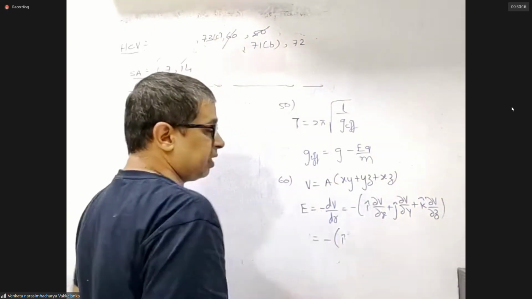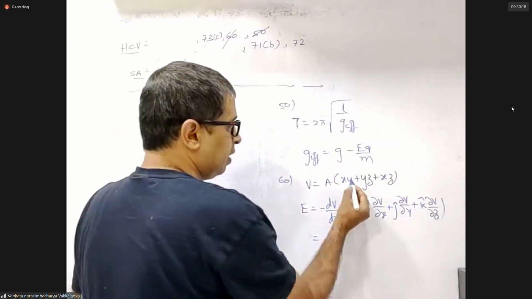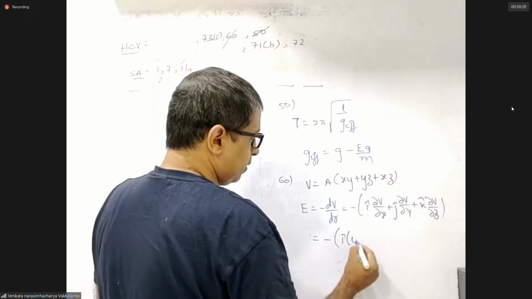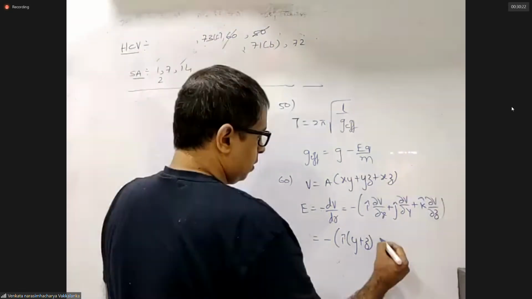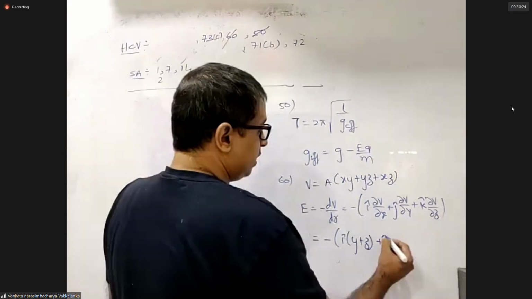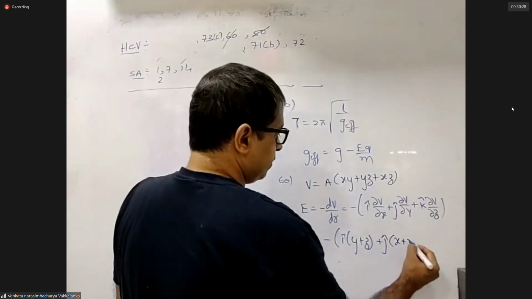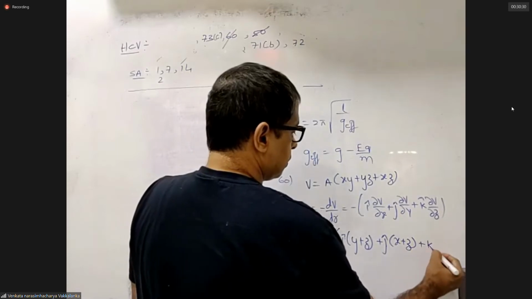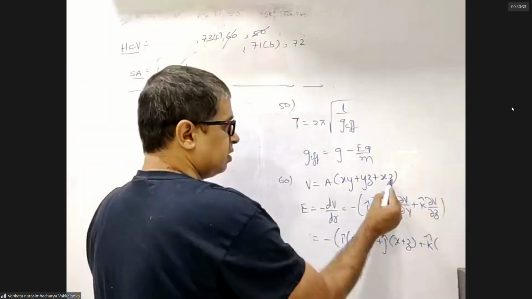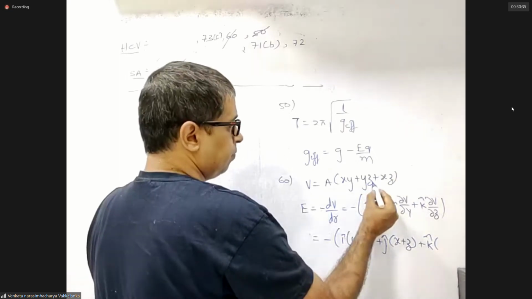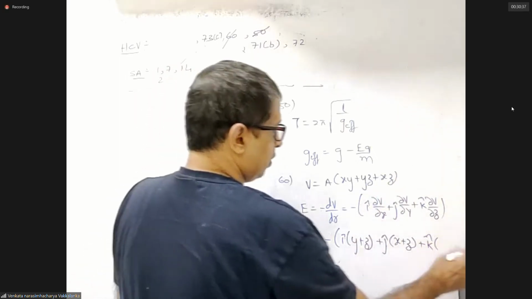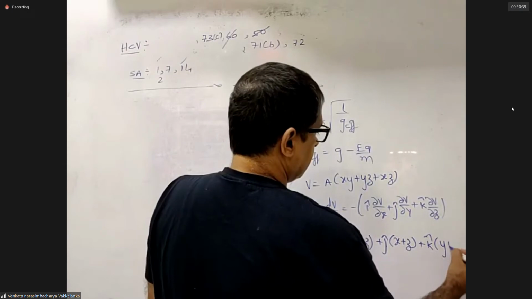Differentiate this with respect to X. Yes, sir. I get Y plus Z, right? Yes. J cap, differentiate this with respect to Y, X plus Z. K cap, differentiate this with respect to Z, X plus Y. Yes, sir.